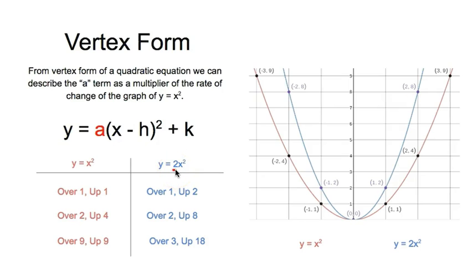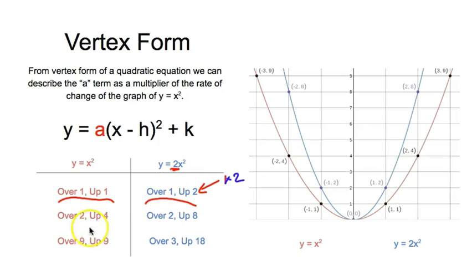When I add some value of a as a coefficient of the x squared term, in this case a equals 2, the net result is that whatever I was supposed to go up by, I have to multiply by that value of a. So instead of going over 1 and up 1, I have to go over 1, up 2. That 2 comes from the 1 right there times the 2 from right there, the value of a.